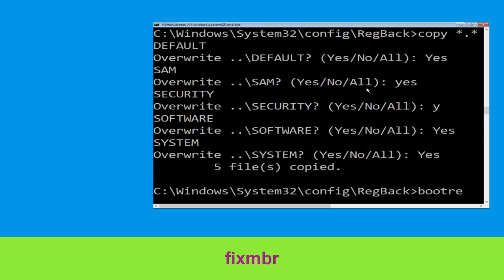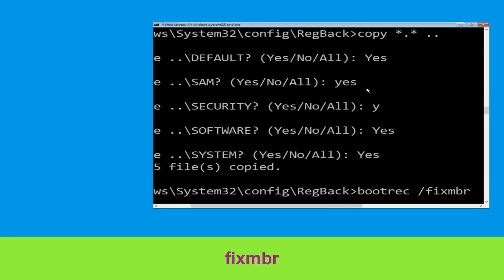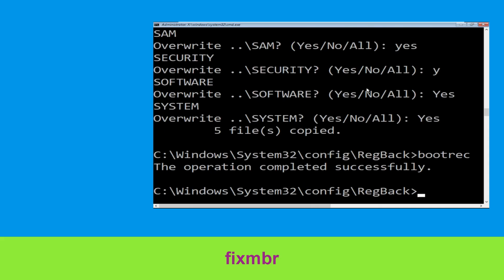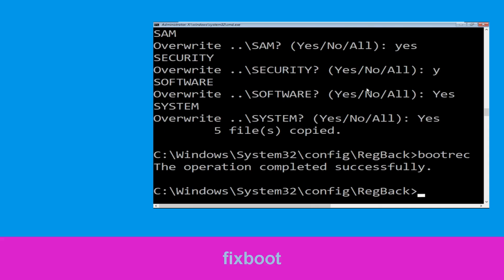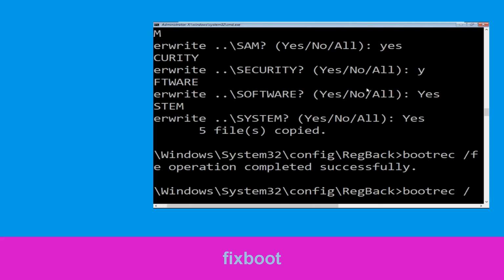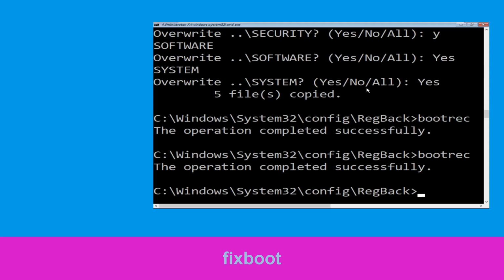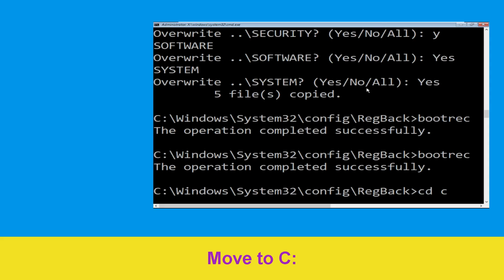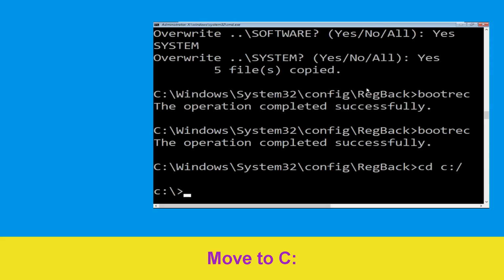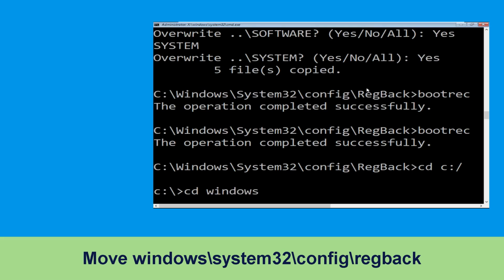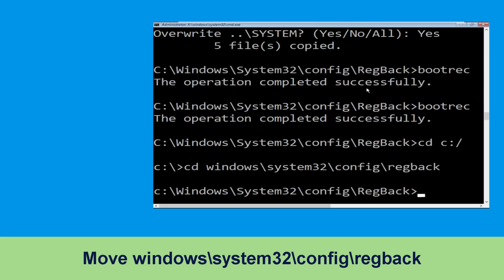Now type bootrec space /fixmbr and simply hit enter. Now type in bootrec space /fixboot and simply hit enter to execute the command. Now execute this command. cd space c colon slash. Let's execute this command. Type cd space windows /system32 /config /regback. Then simply we need to hit enter to execute this command.